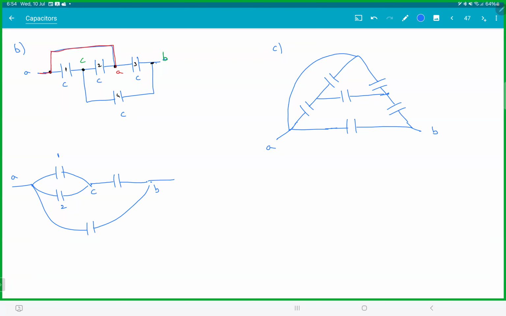This is how you do this. Please ask me if you're confused. You just need to see which points are of the same potential, redraw the circuit and finish it off. And make sure while drawing, wires are not going like this. You have to keep them separate. So this would be 2C, 2C and C in series, 2C by 3, and this C equivalent is 5C by 3.